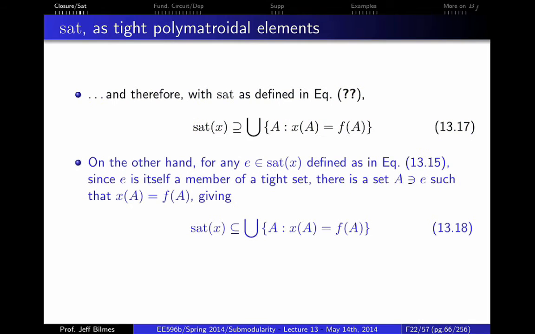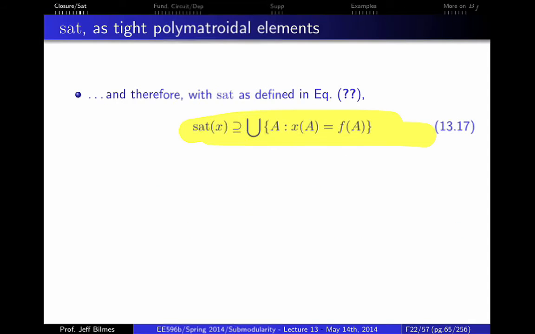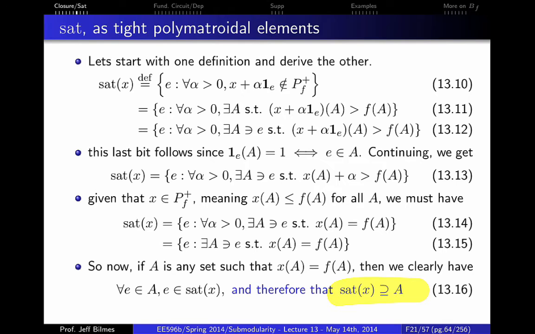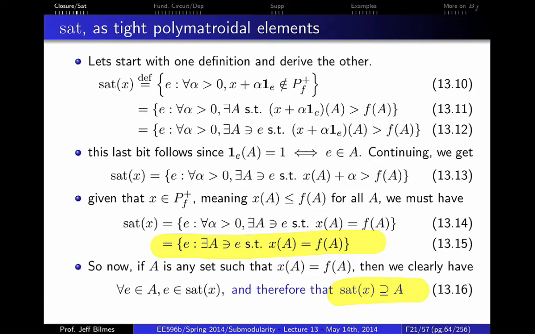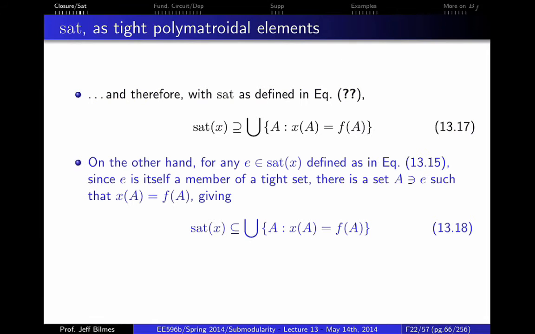it's the same definition. Oh, sorry, there's one other thing. So we need to say that SAT's a subset of it as well. So if we have any E in SAT, then E is itself a member of a tight set, which means that there exists some A such that it's tight. So any member of SAT according to the tightness definition must be such that just by definition of SAT, there's this 13.15, and so therefore we've got the other inequality here, and so therefore the two definitions of SAT are identical.